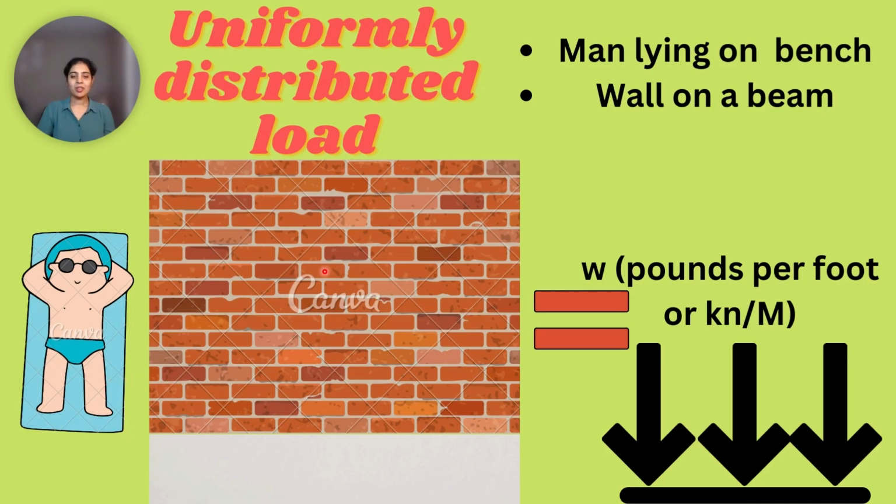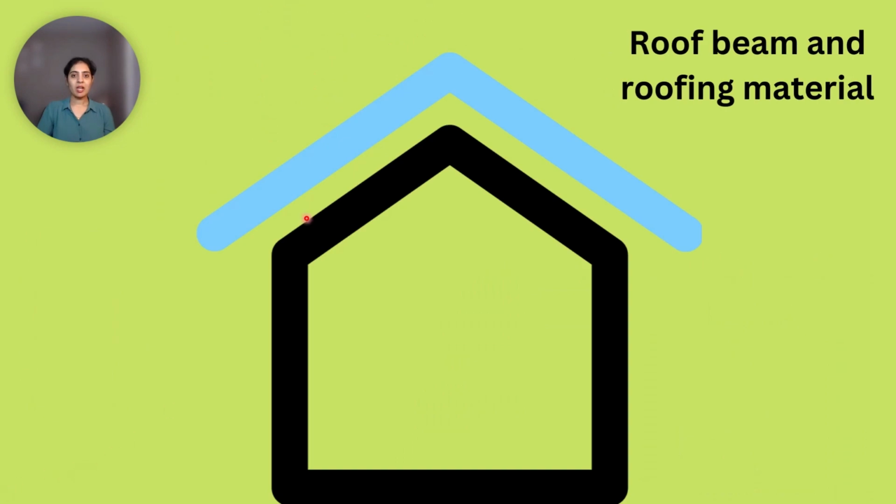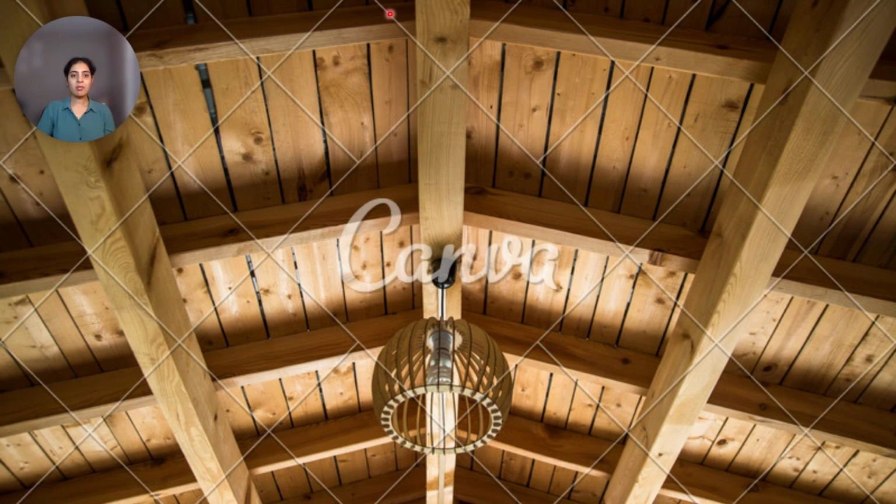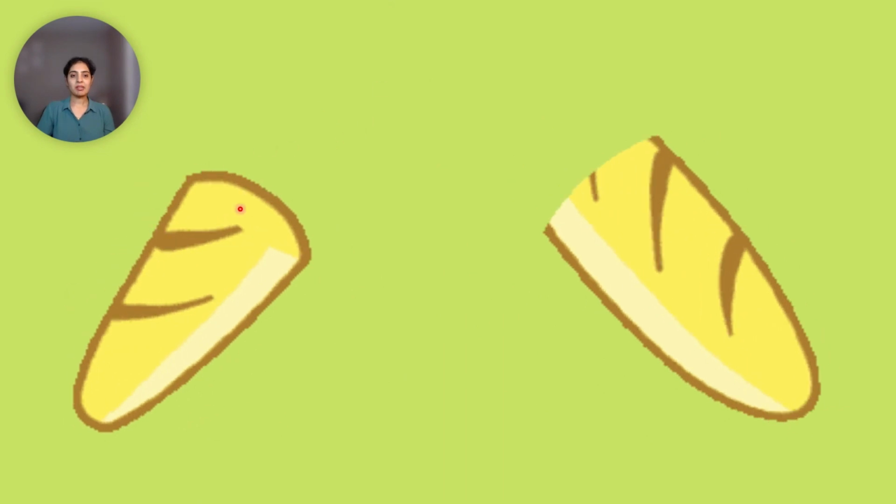The figure shows examples of uniformly distributed load, that is a man lying on a bench and a wall on the beam. This is the small w pounds per foot. The roof beam designed to support hoist and roofing spread over the full length of the beam might not be able to support the bundled weights of this material if they were placed at the middle of the beam during construction.